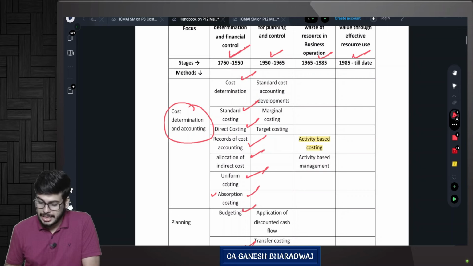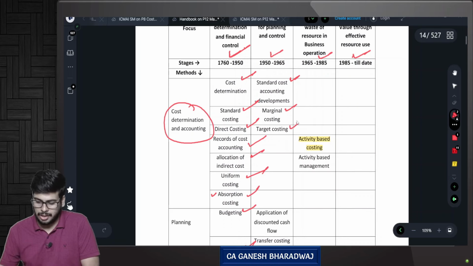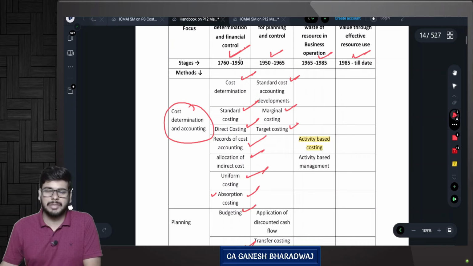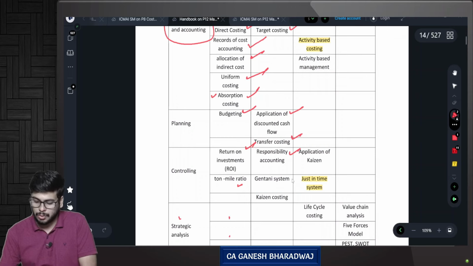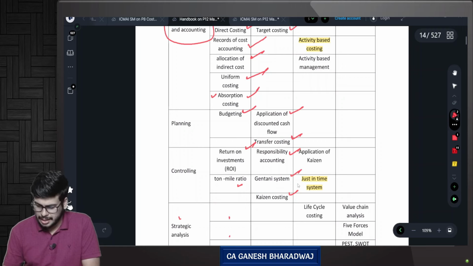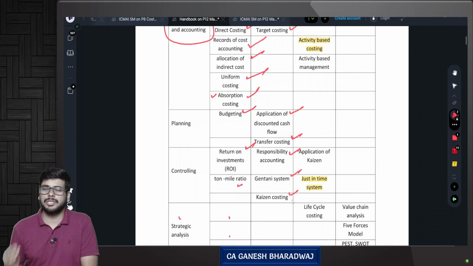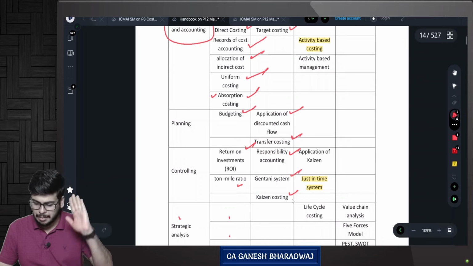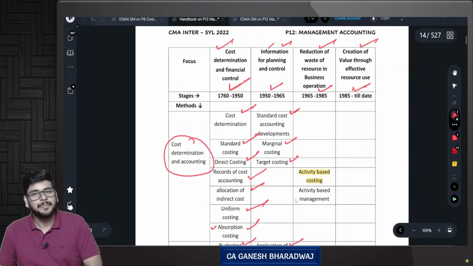They started coming up with certain developments, standard cost accounting developments. Look at this, marginal costing, target costing and all is there. Target costing is a subject matter we will study ideally in your CMA final. Application of discounted cash flow, transfer costing, basically your transfer pricing, we will be seeing it here, responsibility accounting, then Gentani system, Kaizen costing. These are all again final level areas. Of course, Kaizen costing is a costing system that was introduced in Japan. It focuses on continuous and steady, small and steady improvement. We will see it whenever it is applicable. So these are some techniques that evolved in phase two of the evolution.